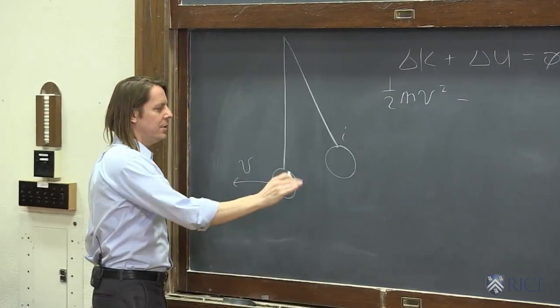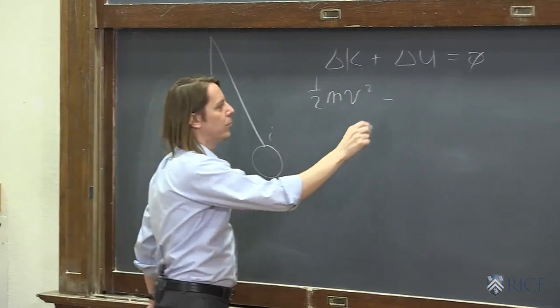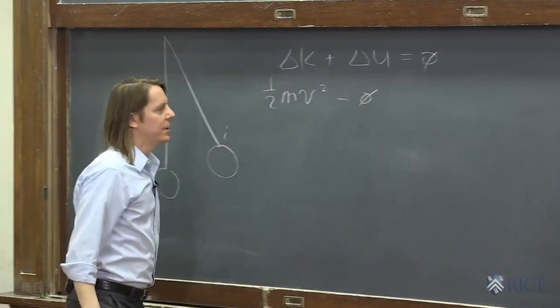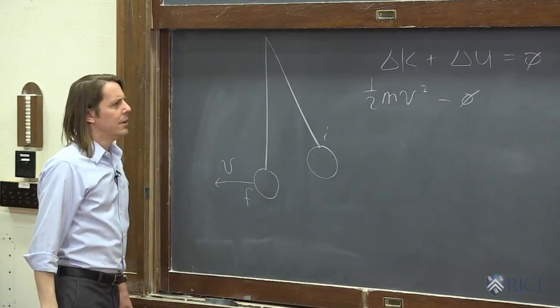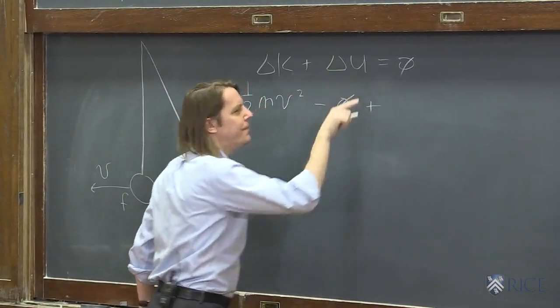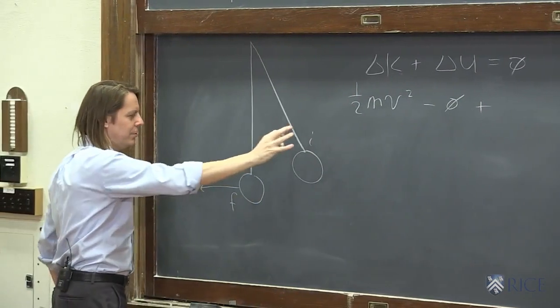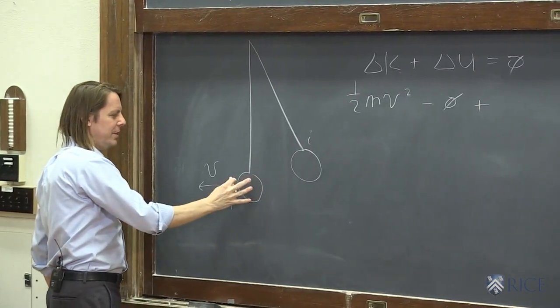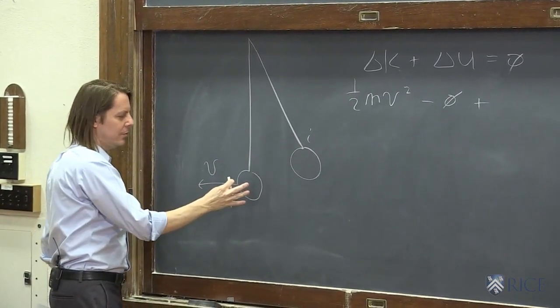K initial is 0, because I'm going to release it from rest. So v is 0, so kinetic energy is 0, plus U final, right? So the potential energy final, I'm going to let it be down. That's its lowest point, is what we're considering.